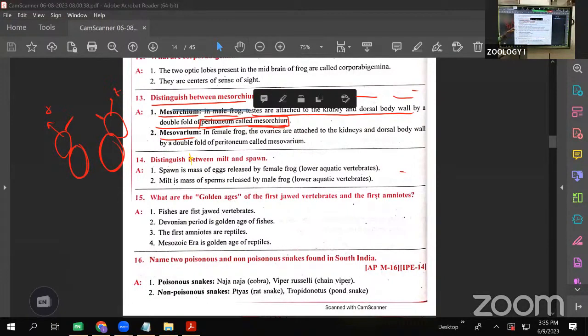Mesorchium means testes are attached. Mesovarium means ovaries are attached. Same. See this one. In the female frog, the ovaries are attached to the kidneys and dorsal body wall by double folded peritoneum.